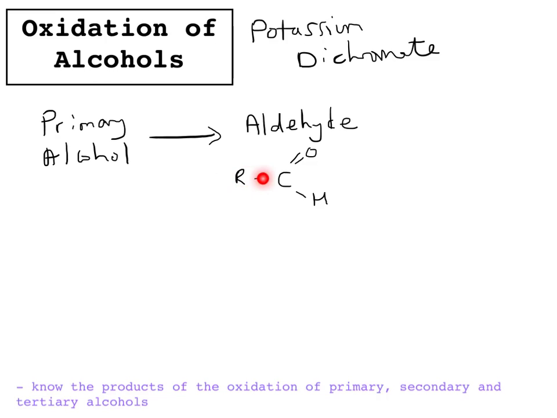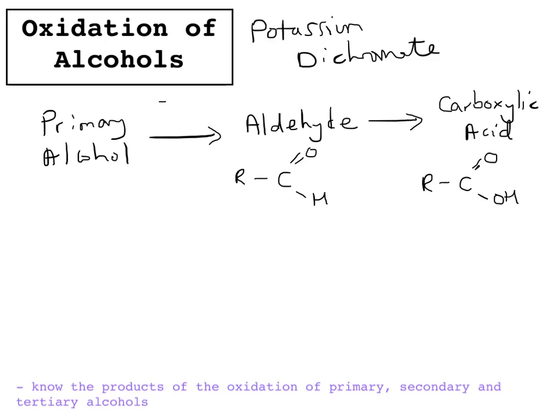This R group just shows that this could be anything on this side. And then, if you leave the aldehyde with the potassium dichromate, that will oxidise further to a carboxylic acid, which has the functional group C, double bond O, OH. So the first time it gets oxidised, which you can use this symbol here, an O in square brackets, that will create the aldehyde, and the second time you will create the carboxylic acid.